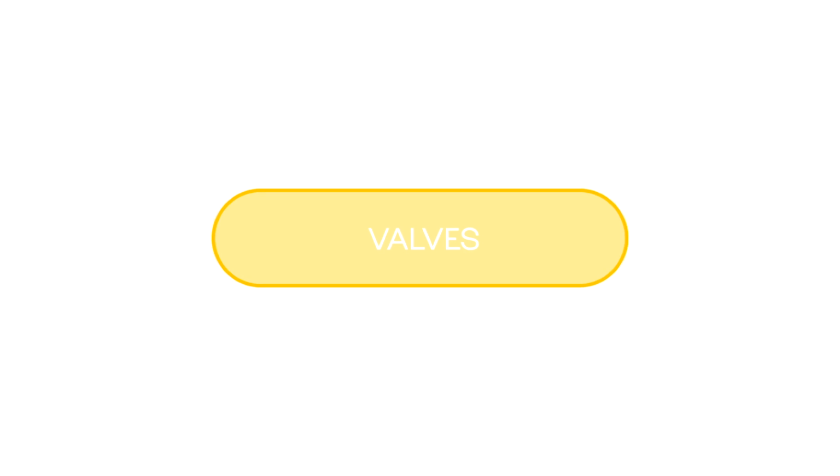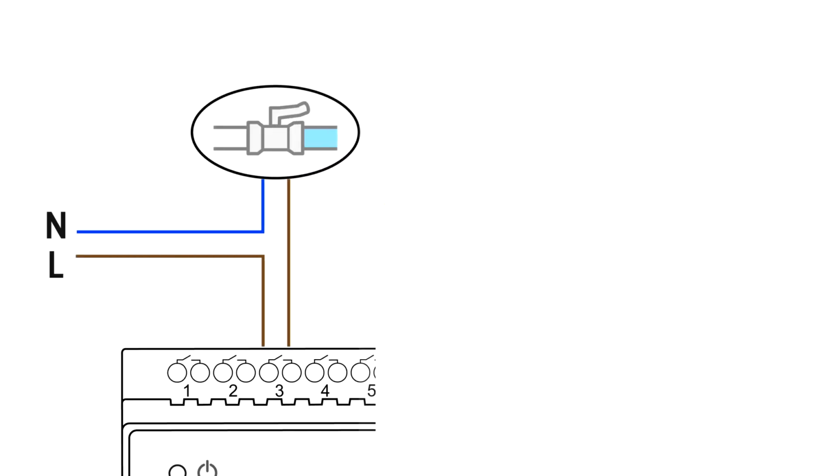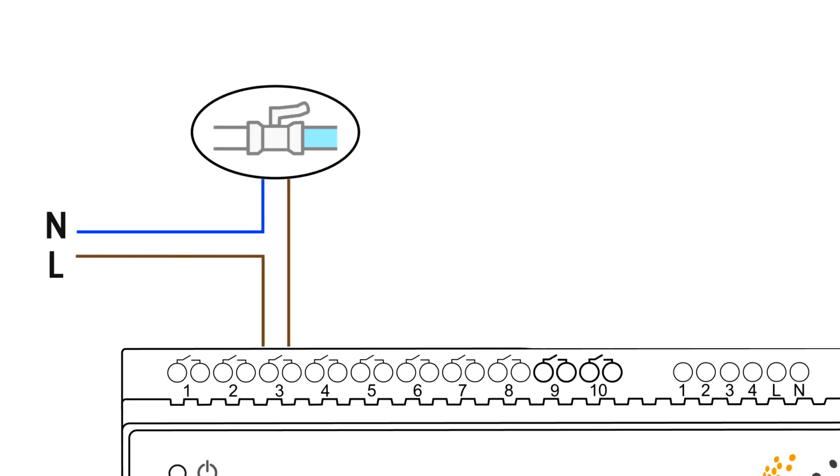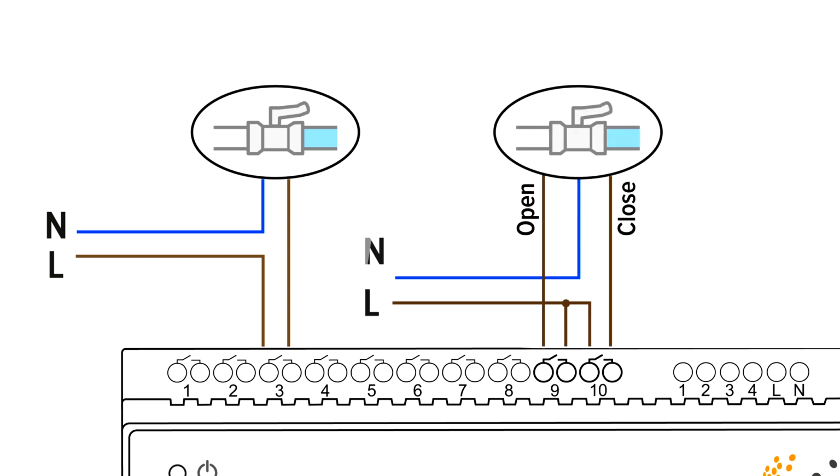Valves. Water supply control valves, three-way valves, or dampers are generally divided into two types of control. The first type involves a single relay channel and opens or closes when voltage is applied or removed, configured in the system as a single pole valve. The second type is connected similarly to blind drives using two relay channels, one for opening and the other for closing, configured in the system as a double pole valve.